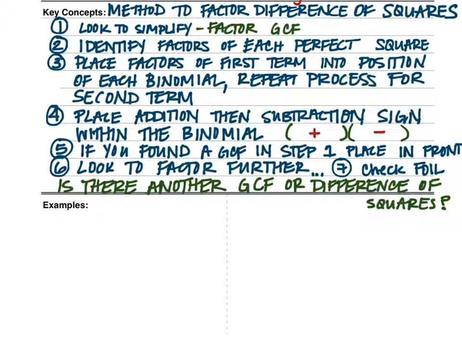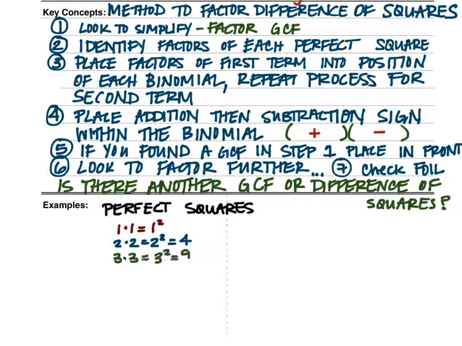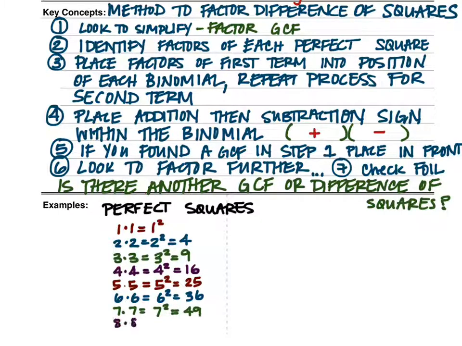Now taking a look at that, the last thing on this page we want to do is list out some perfect squares, which I gave you a few examples of, but I want to recognize the difference between the factor and the perfect square, perhaps the coefficient that we might be working with. So 1 times 1 is 1 squared, 2 times 2 is 2 squared, which equals 4, 3 times 3 is 3 squared, which equals 9, etc.